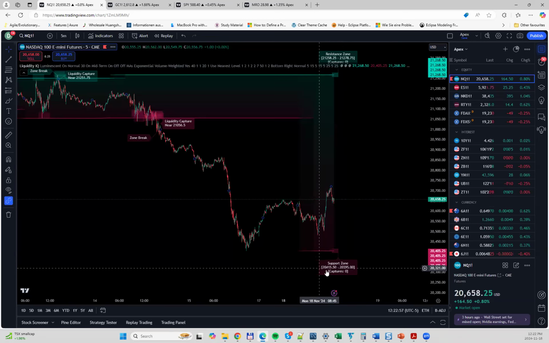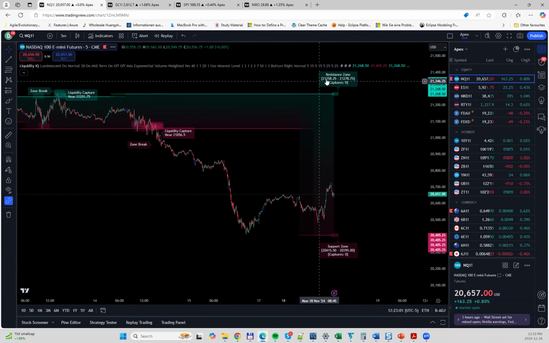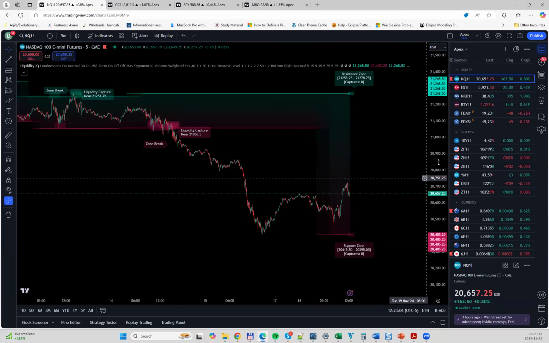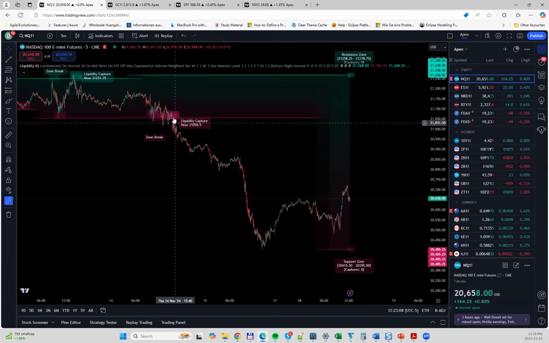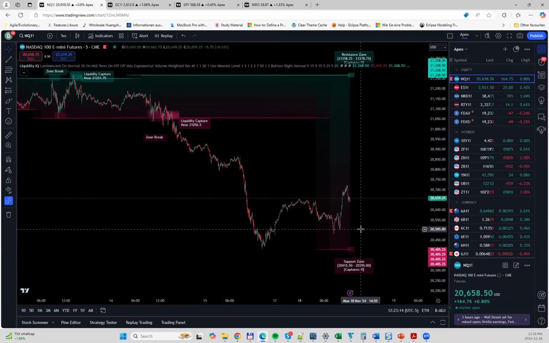2,395 and 2,415. The nearest resistance zone is all the way up here, and you see exactly the range of this zone. It also tells you, hey, all the way here, we had a zone break. Obviously, we can see it also nicely on the chart, but we did have a zone break, and once this happens, we may see a bit of follow through.